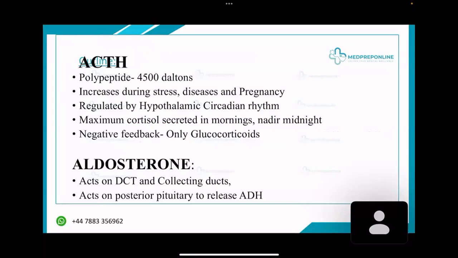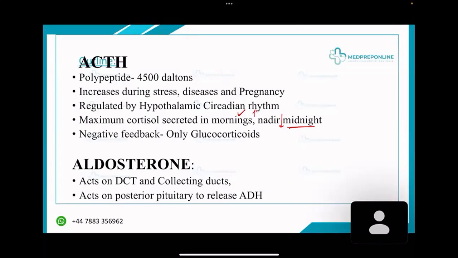Now, ACTH itself is a polypeptide of 4,500 daltons. As we know, it increases in conditions of stress, correct? So in diseases as well as pregnancy. We saw it is regulated by the hypothalamic circadian rhythm. We know cortisol gets secreted maximum in the morning, right? Immediately before waking up, that is when cortisol is at its highest. Throughout the night, it is secreted in bursts, and the maximum is on waking up in the morning, and the lowest is at midnight. So we saw again the negative feedback is only by glucocorticoids. That is only cortisol. It won't be aldosterone. It won't be androgen, correct?